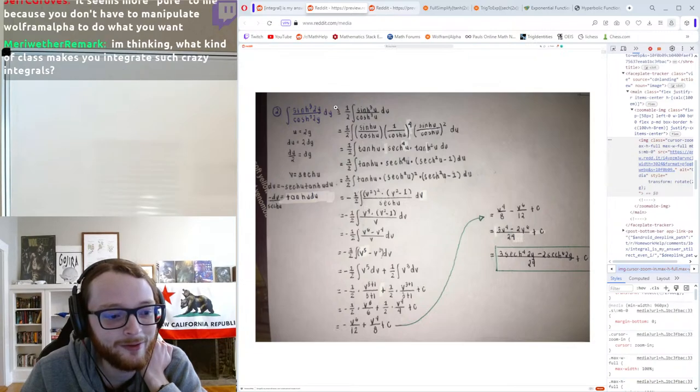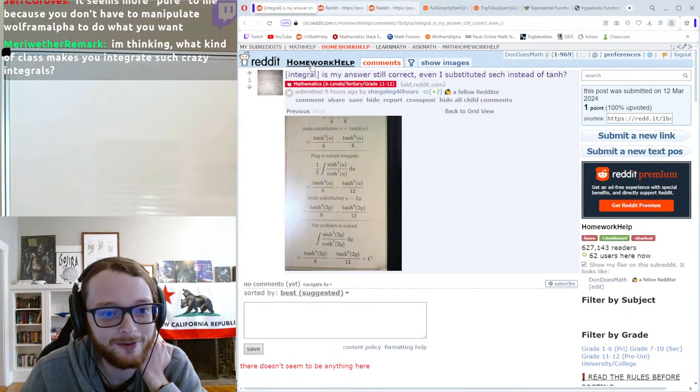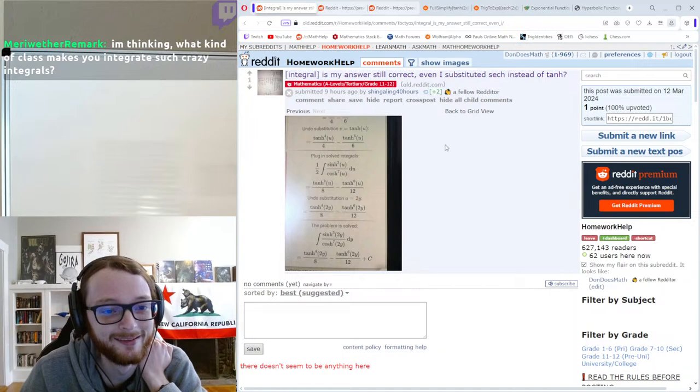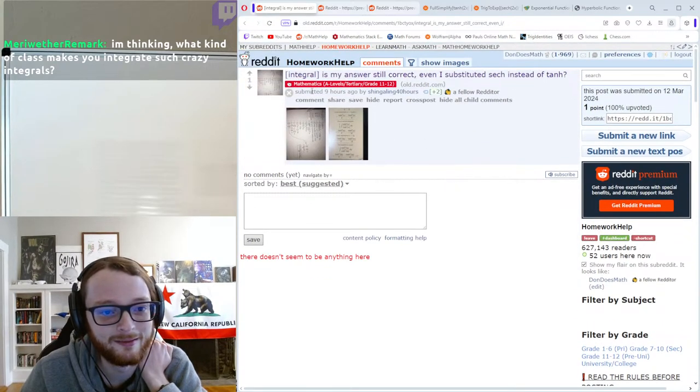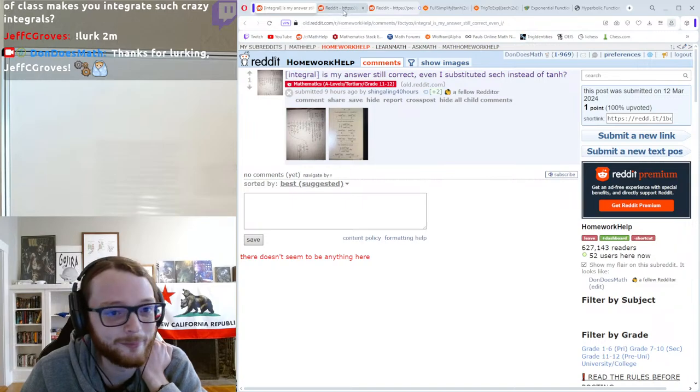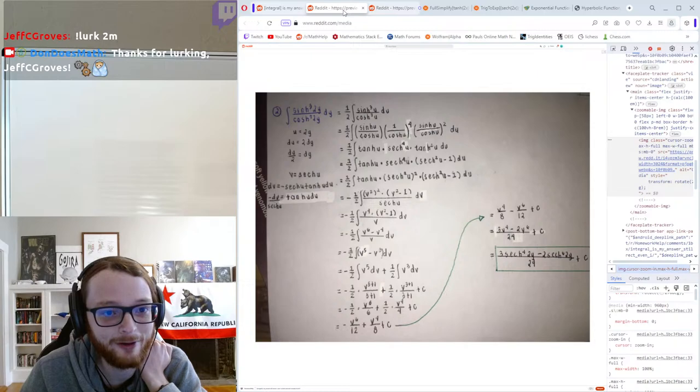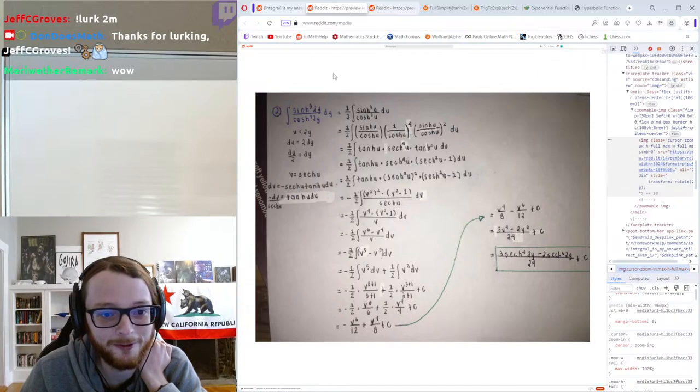What kind of class makes you integrate such crazy integrals? I don't know. This person didn't say what class. A-levels... I hope they're not grade 11 to 12. I guess it's like the A-levels making you do some weird integrals. I never had to do an integral like this when I was learning calculus. Actually, I never had to do an integral like this, period. We almost never touched hyperbolic trig functions when I was doing my degree. Thanks for lurking, Jeff.